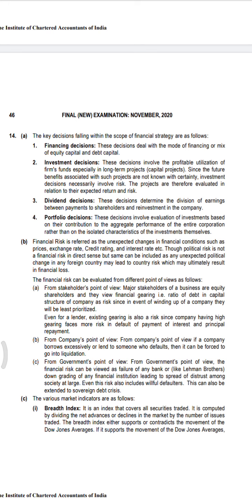Dividend decision: these decisions determine the division of earnings between payments to shareholders and reinvestment in the company. Portfolio decision: these decisions involve evaluation of investments based on their contribution to the aggregate performance of the entire corporation rather than on the isolated characteristics of the investments themselves.